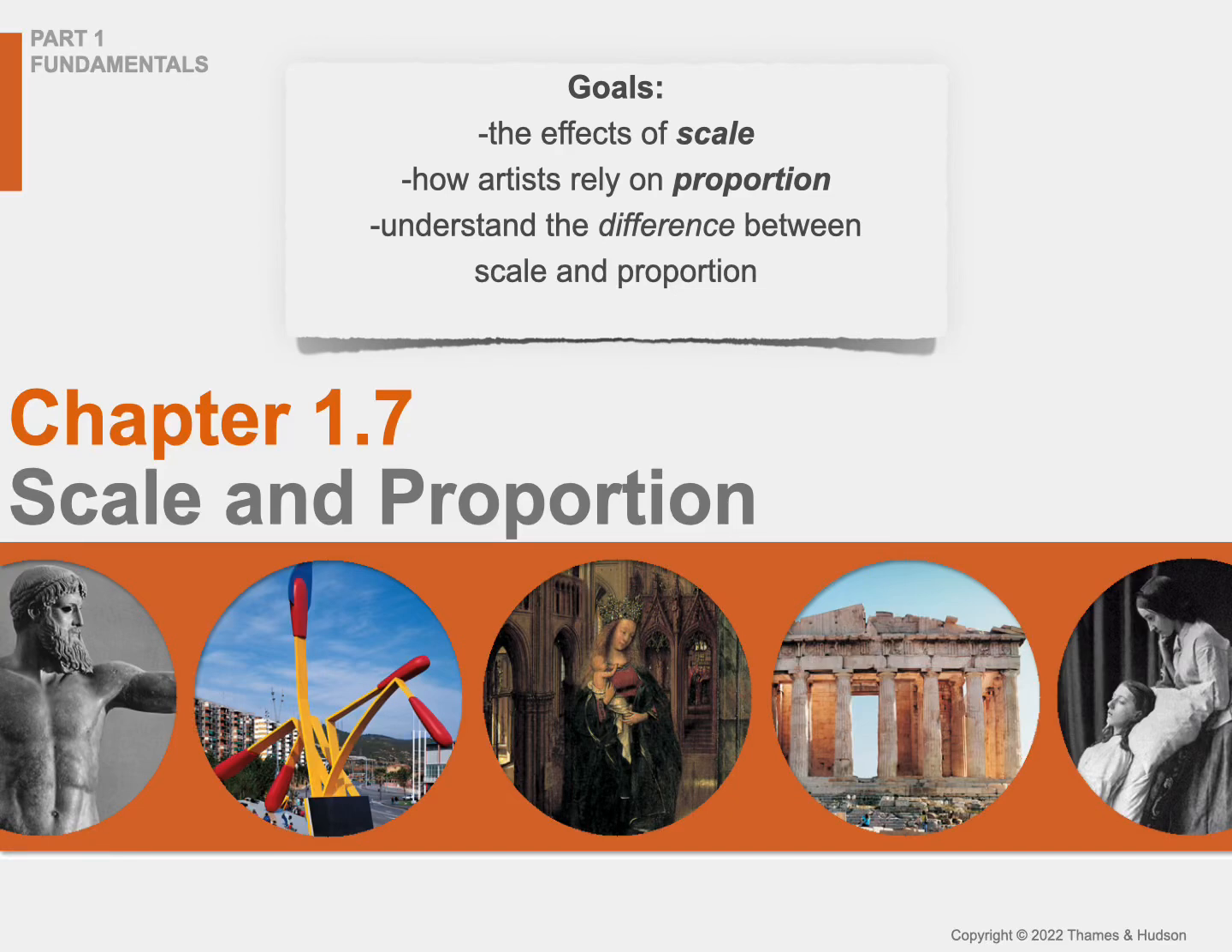Chapter 1.7 Scale and Proportion. These are principles of art. Remember, they are more complex than the elements of art they are built upon. The goals for this chapter are to understand the effects of scale, how artists rely on proportion, often to create meaning, and to know the difference between scale and proportion.